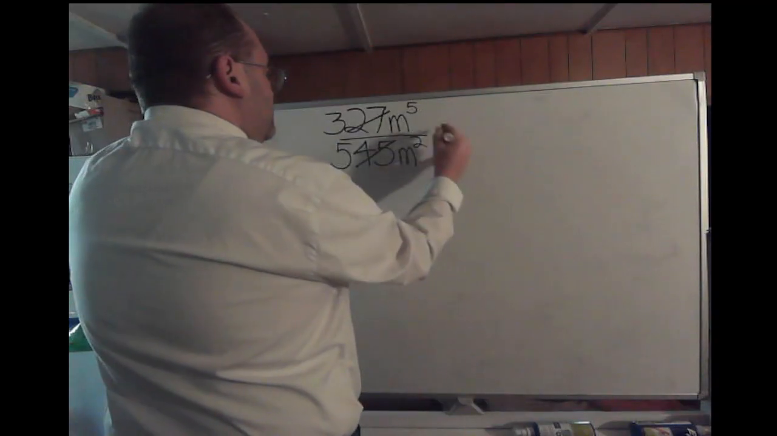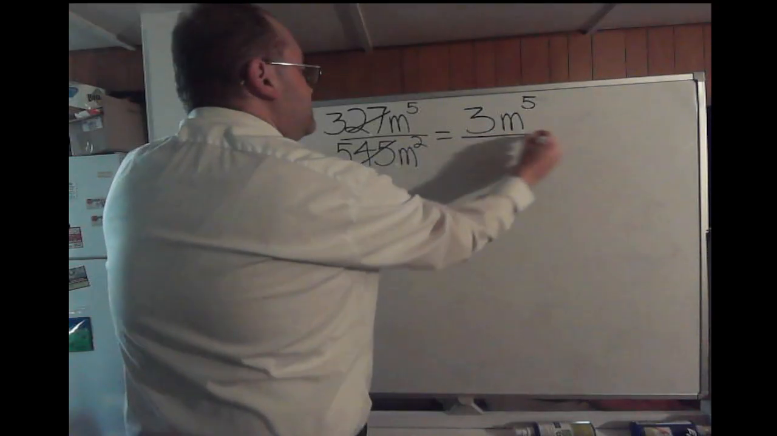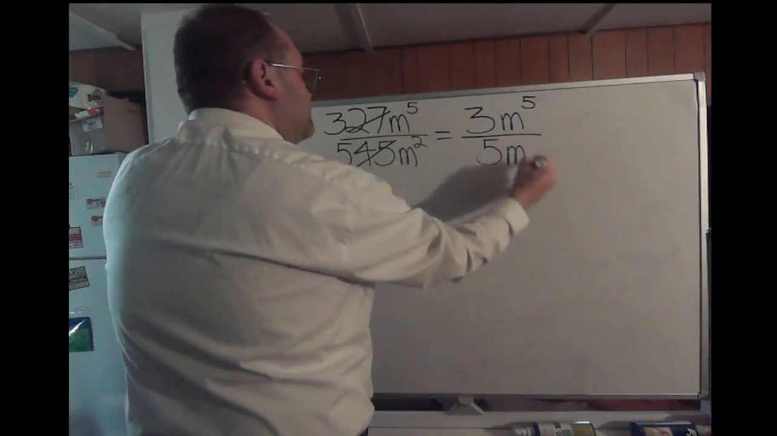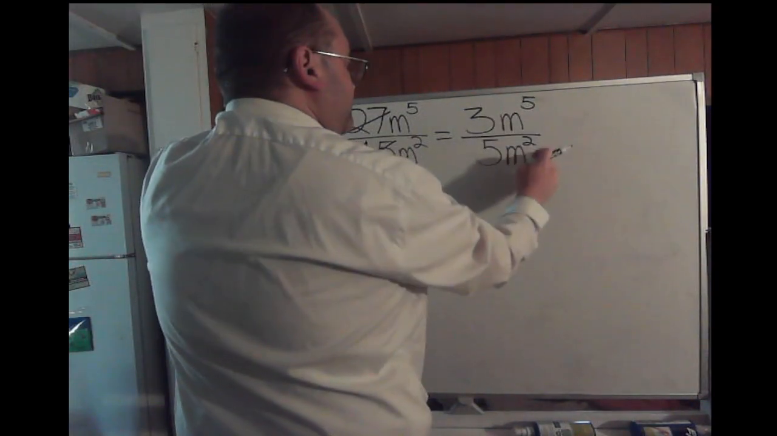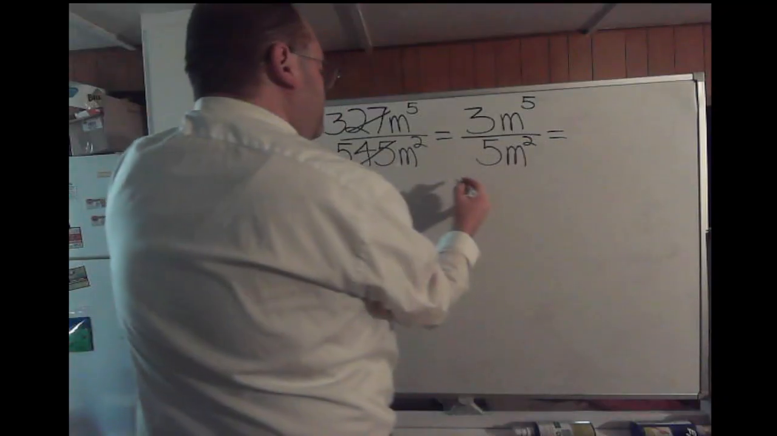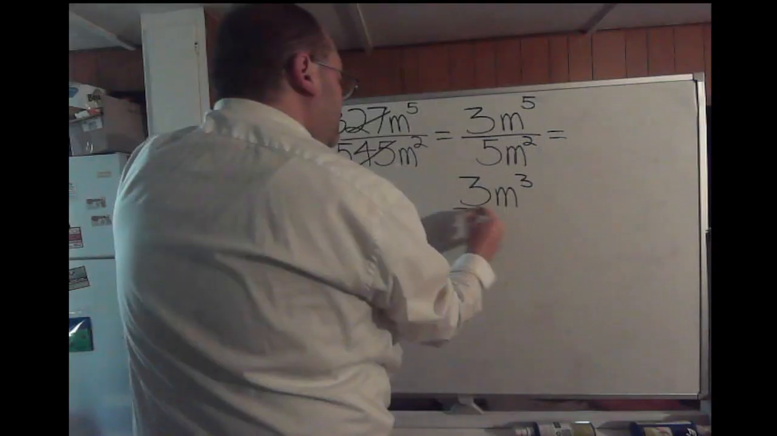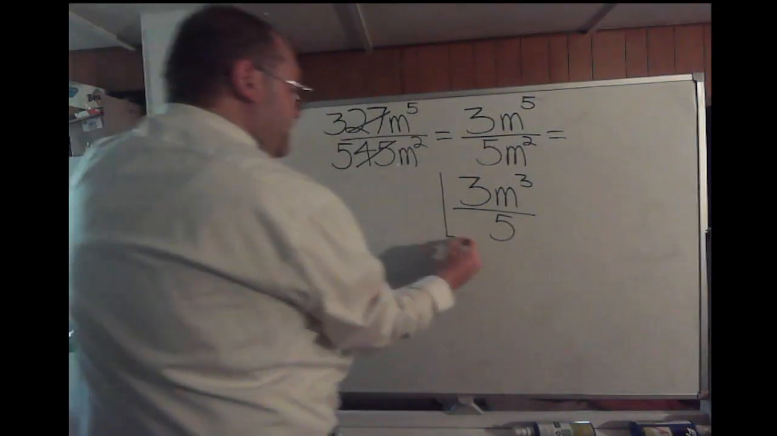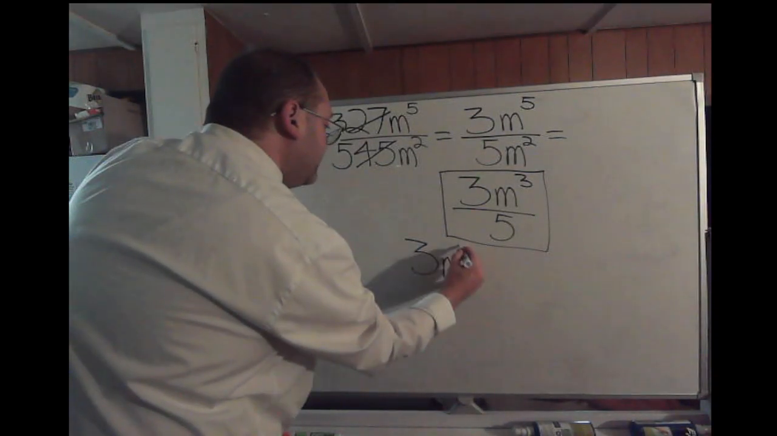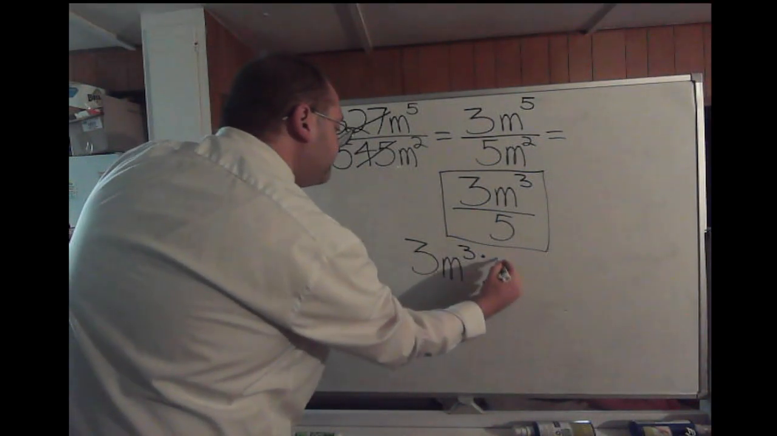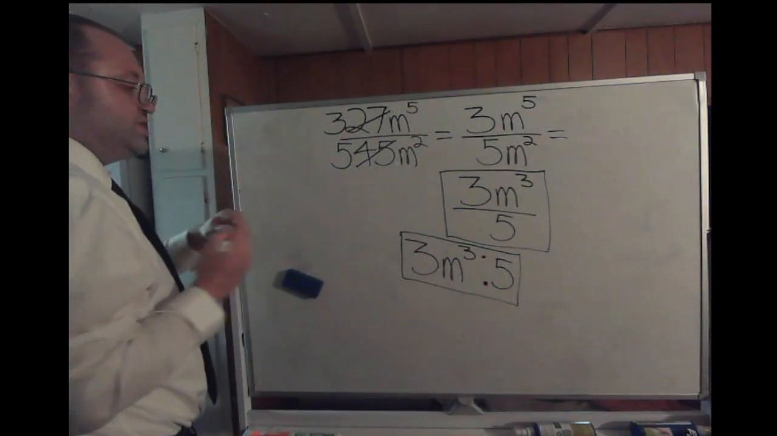Now, what that's going to leave you with here is 3m to the 5th to 5m to the 2nd. That's where we're at so far. Well, we know m to the 5th over m to the 2nd, that's going to leave you with m to the 3rd, the numerator. So you'll have 3m to the 3rd over 5. And you can write it that way. That's one way you can write this. Or you can write it as the ratio of 3m to the 3rd to 5. Either way would be acceptable, because a ratio is basically a fraction. It's just another way of writing it.